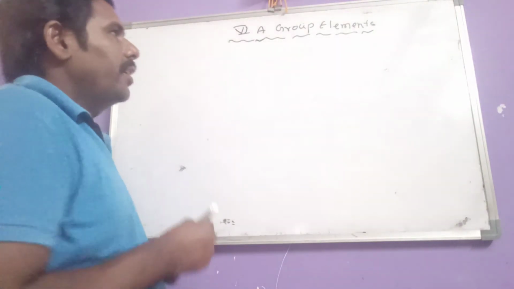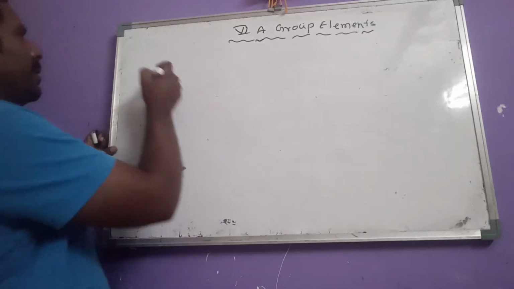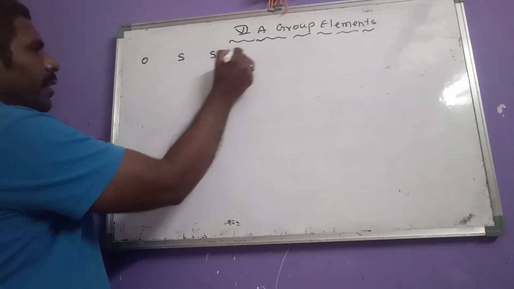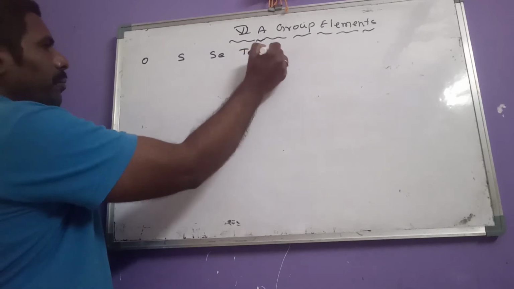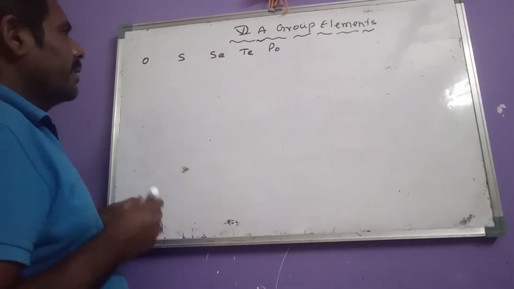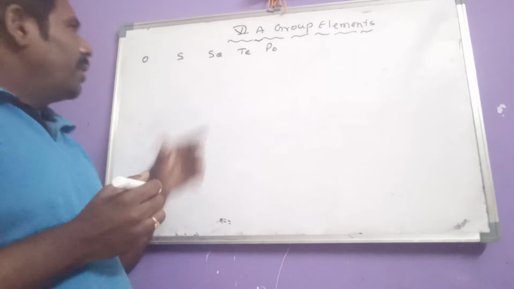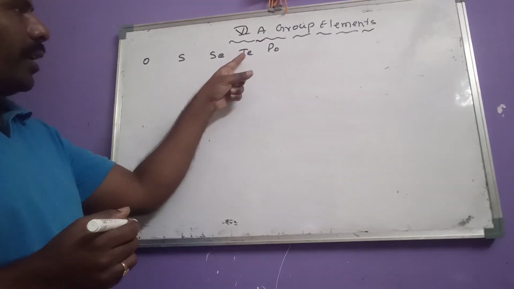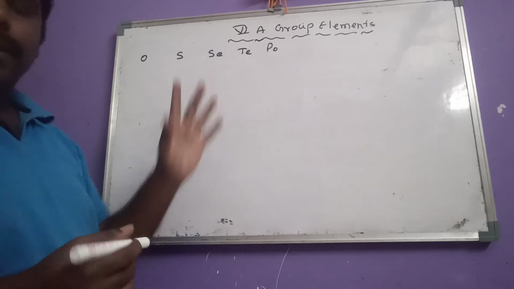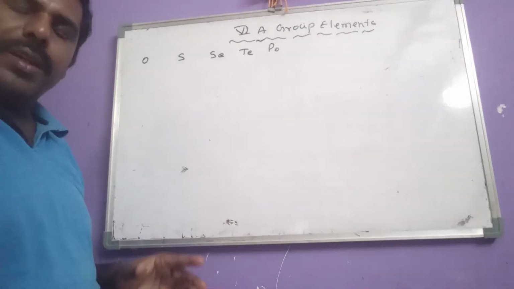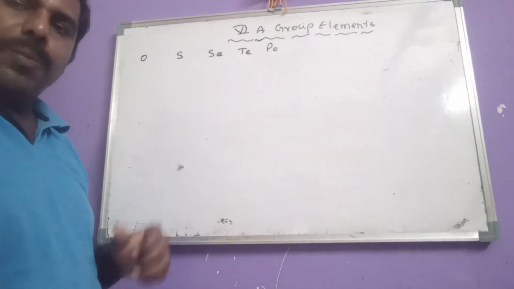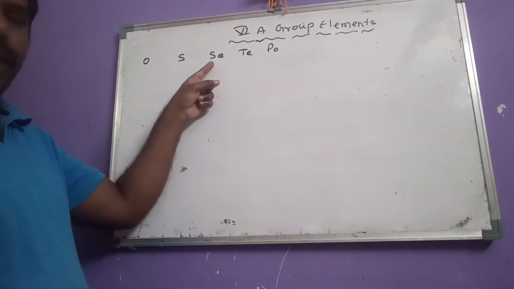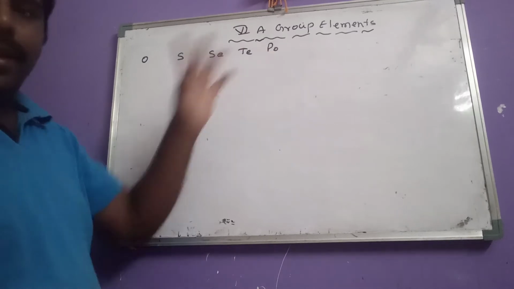So see here, what are the 6A group elements? Oxygen, sulfur, selenium, tellurium, polonium. Easy to remember, don't worry: "How strong Serena tennis play on." So that is easy to remember for the 6A group elements: Ho, strong, Serena, tennis play on.